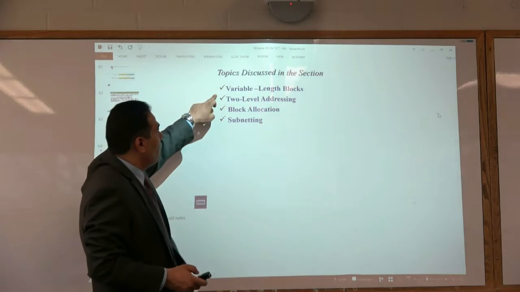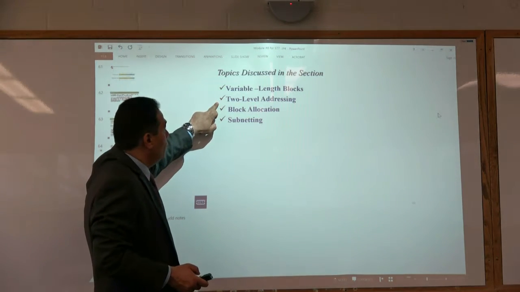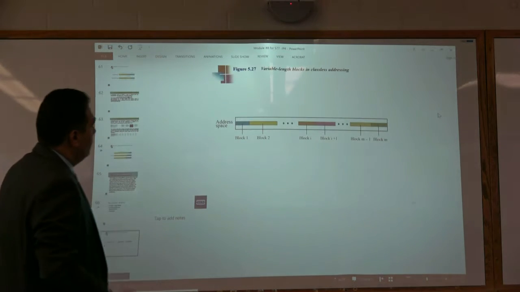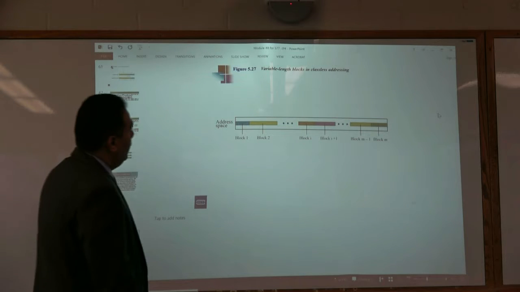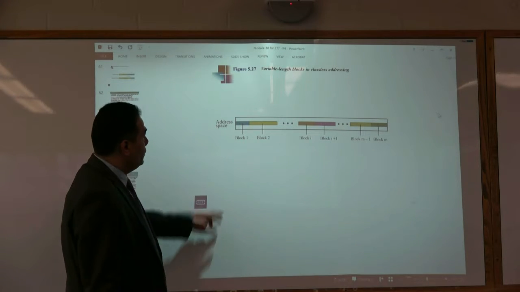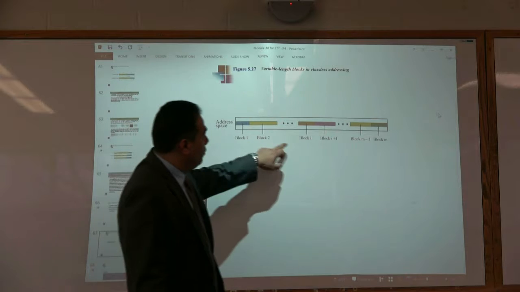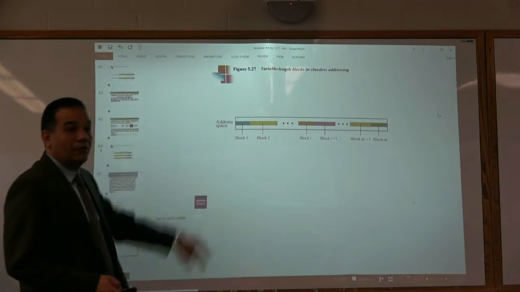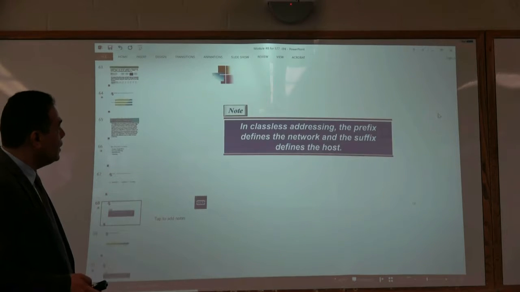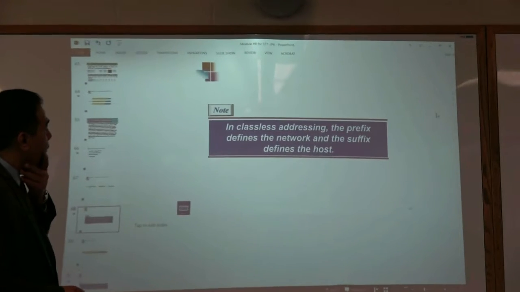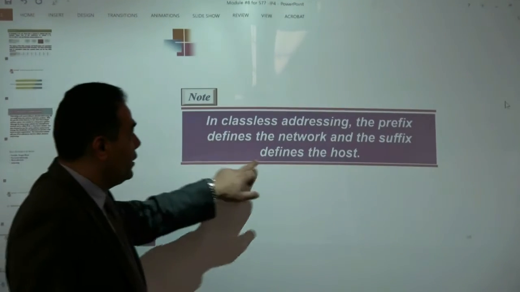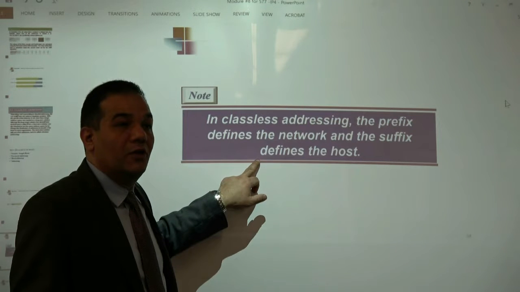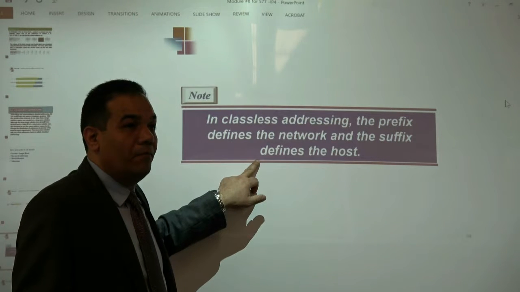So we're trying here to have a variable length of blocks, two-level addressing, block allocation, and subnet. What you'll have in here is variable length blocks in a classless address: block 1, block 2, block I, until the last block M. That's how the address space is divided. In classless addressing, the prefix defines the network and the suffix defines the host. Same as classful. What is the difference? The difference is that they are fixed.